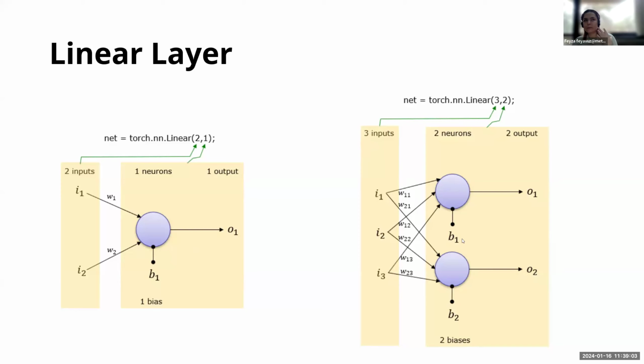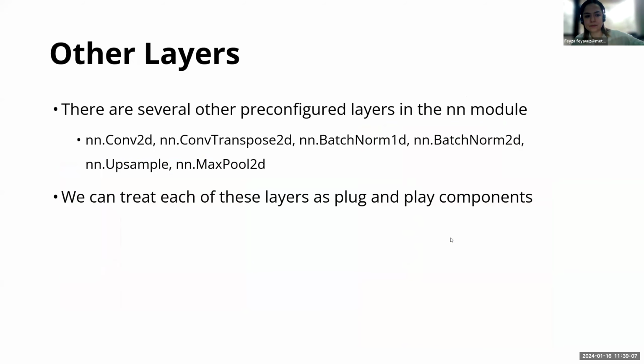This is actually a basic approach for defining a linear operation. And there are several other configured layers in the neural network module: convolutional layer, transposed convolutional layer, batch norm, upsample, or max pooling. There are different methods in deep learning. And we can treat each of these layers as plug and play components. We can order them, we can add some additional layers or remove some layers to have a bigger or smaller network.